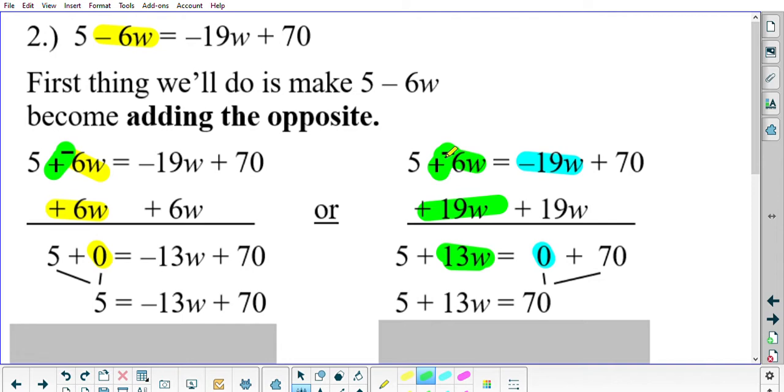And finally, before we move on to number 3, I cannot emphasize enough how important it is that you line up the addition that you're doing under the correct terms. You have to have like terms in order to add or subtract.